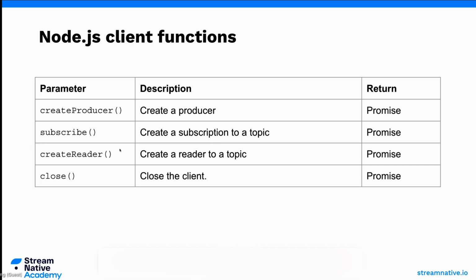This means you control your progress on the topic. There's no acknowledge. You read it by message ID or by timestamp, right? There's no acknowledge. You just read it one by one from the topic. Or you can close the client, right? So the main function is like this.